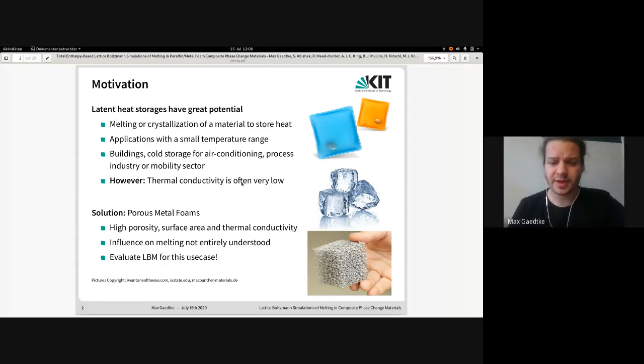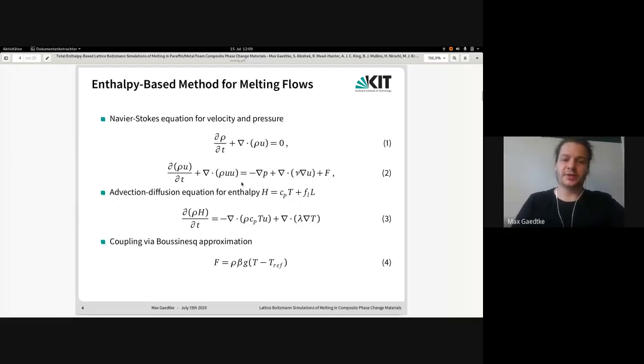As the Lattice Boltzmann method is known to be very good at pore scale simulations, so resolving the pore scale, we want to evaluate whether LBM is good for this use case, and it hasn't been done before. However, it's a quite tricky system, and I will show you how we did our first steps towards it. So let's quickly go through the methodology here.